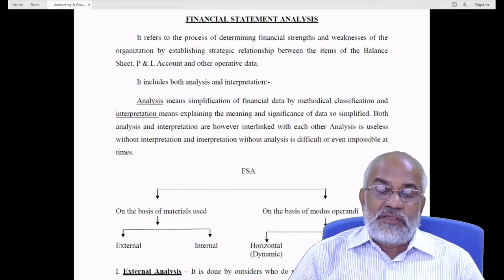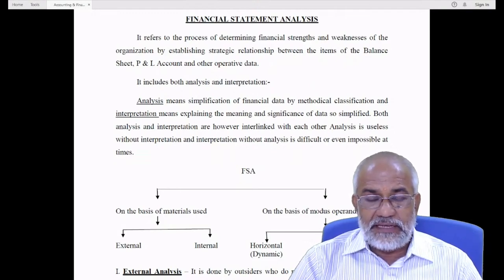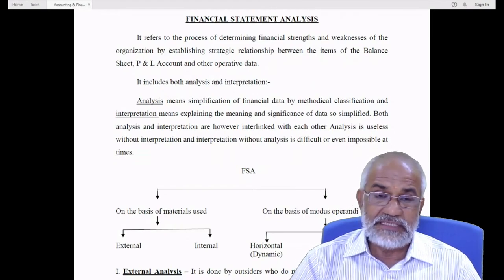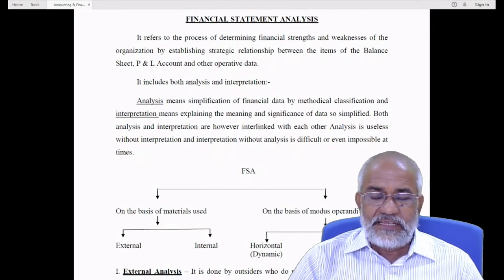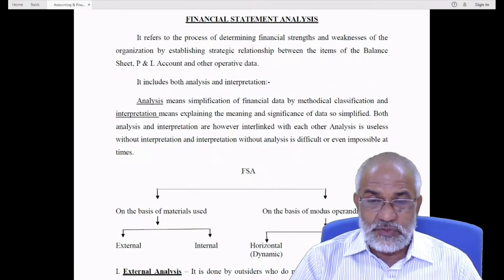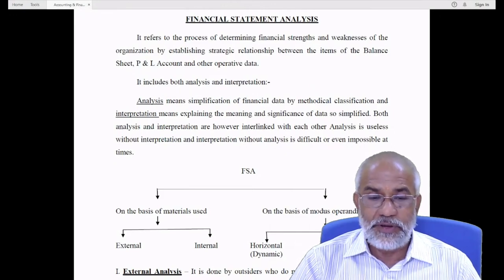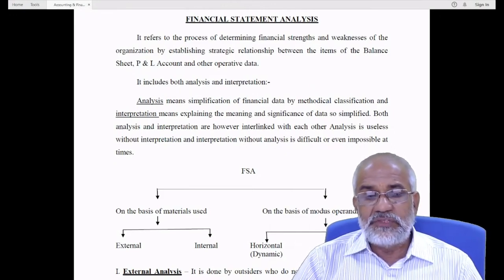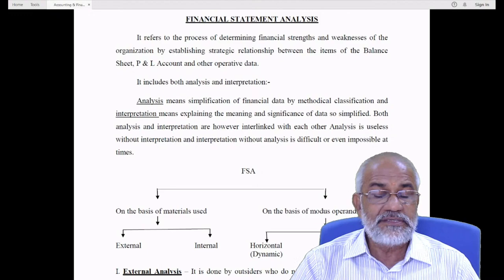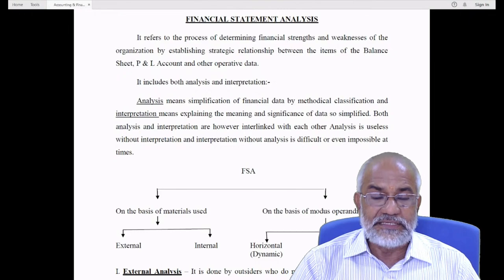So when we took that information into consideration for making an analysis, as we discussed, there are two components involved in each one: analysis and interpretation. Then the financial statements are analyzed in two ways: on the basis of materials used, and on the basis of modus operandi, or mode of operation. When we talk about the analysis of financial statements on the basis of materials used, it is of two types. One is the external analysis, another is the internal analysis.